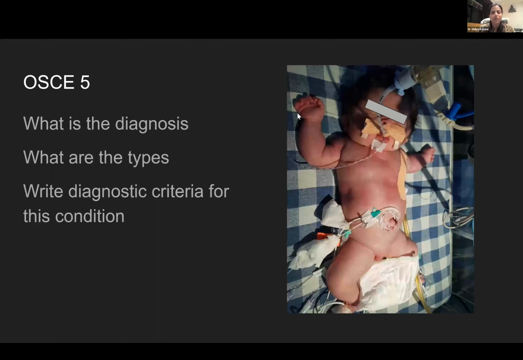Okay. What is the diagnosis? What are the types? Write diagnostic criteria for this condition. Look at the baby. Hydrops, Mayur is saying. Raghuram is saying hydrops. Immune, non-immune. Any other diagnosis?